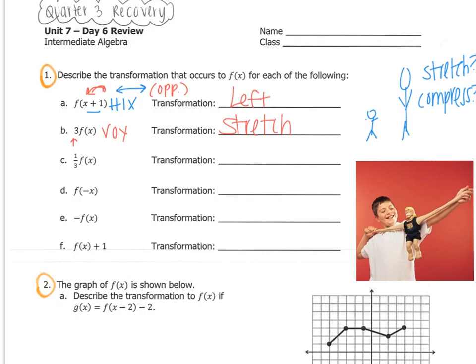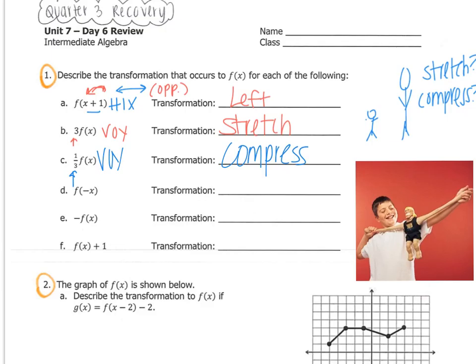Okay, now the next part, we have a 1/3 in front of f of x. 1/3 is outside the parentheses, so that's Voy. Remember, Voy, outside. So instead of stretching, I'm taking my body height and multiplying it by 1/3, which means it's actually getting shorter and wider. So this is called a compress.